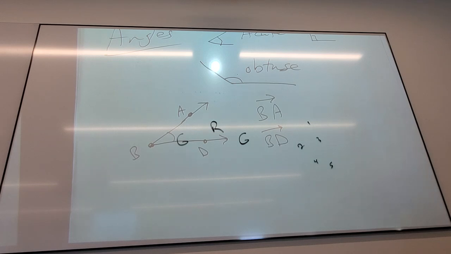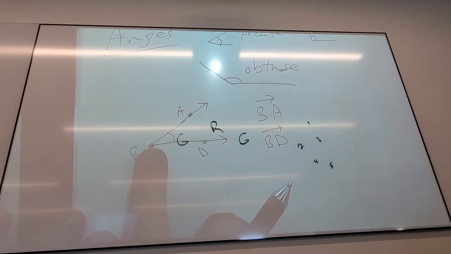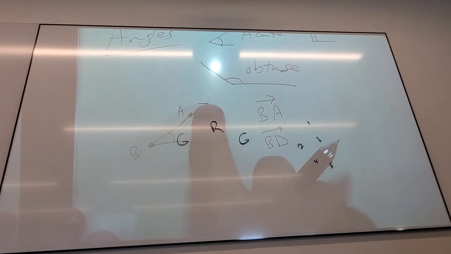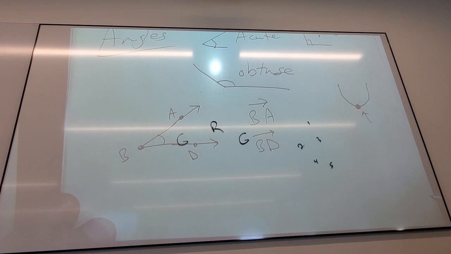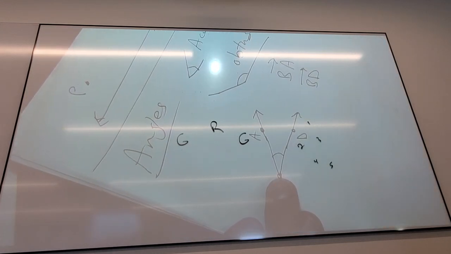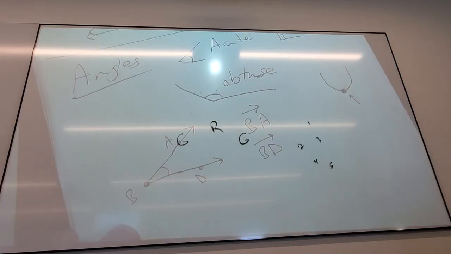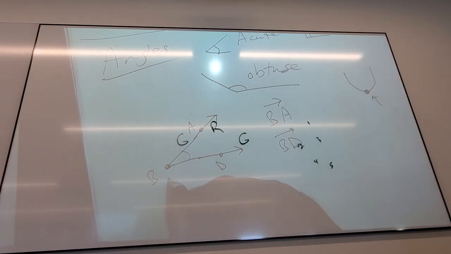What's another name for this point right there? It's the what of the angle. I don't know if you guys know this. Like if I draw a parabola, which is basically an angle that has curved sides, what's this point? You guys remember? Starts with V. Vertex. I love it. So this is called the vertex of the angle.